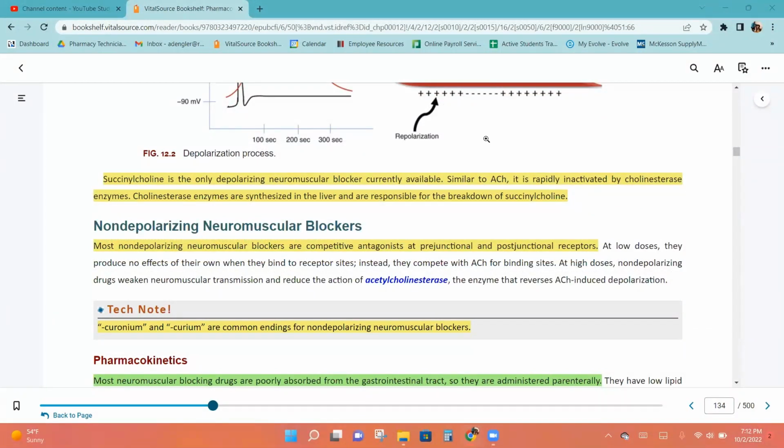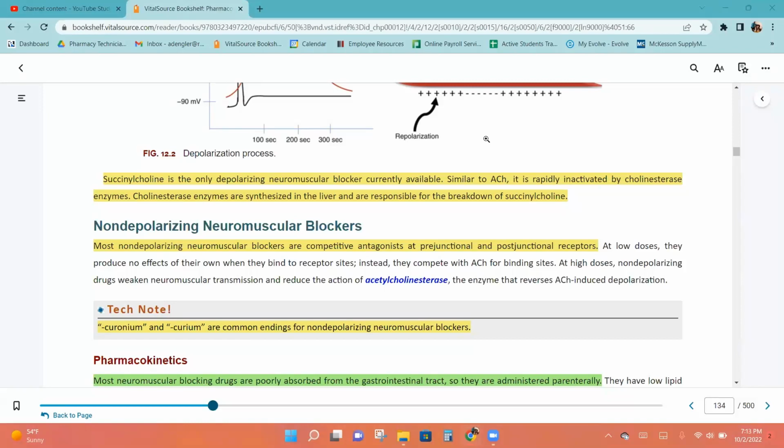Succinylcholine is the only depolarizing neuromuscular blocker that is currently available. Similar to ACH, it is rapidly inactivated by cholinesterase enzymes. Cholinesterase enzymes are synthesized in the liver and are responsible for the breakdown of succinylcholine.